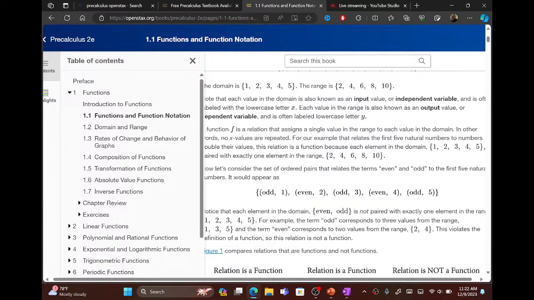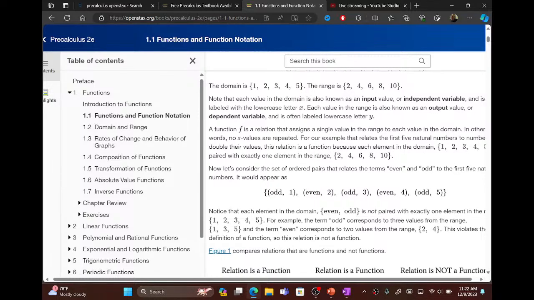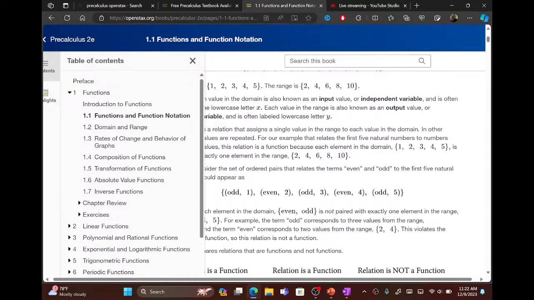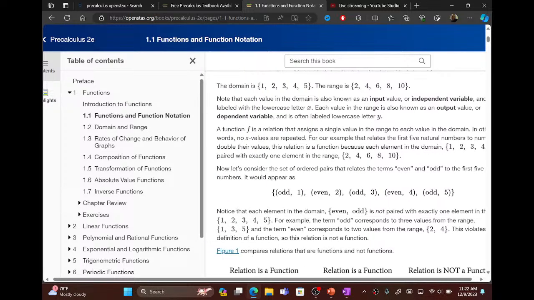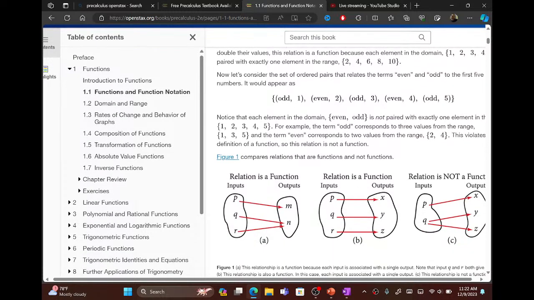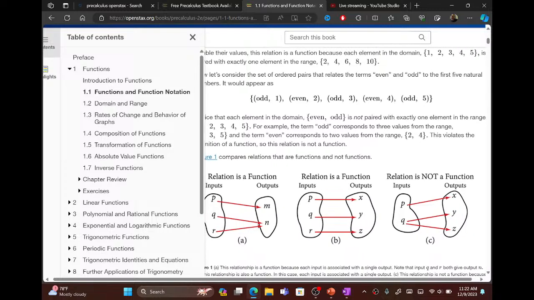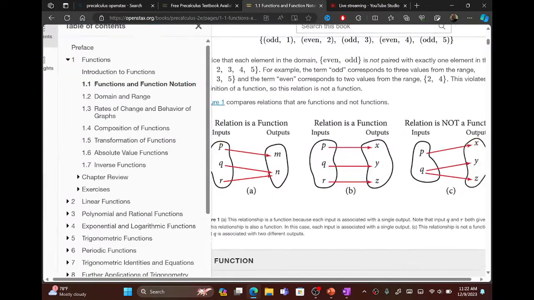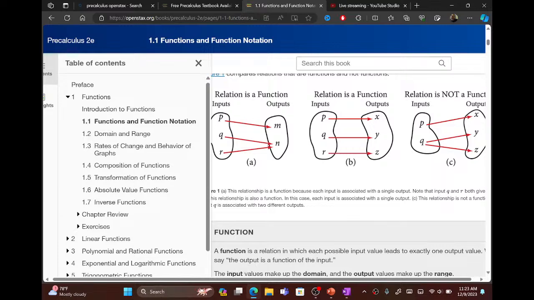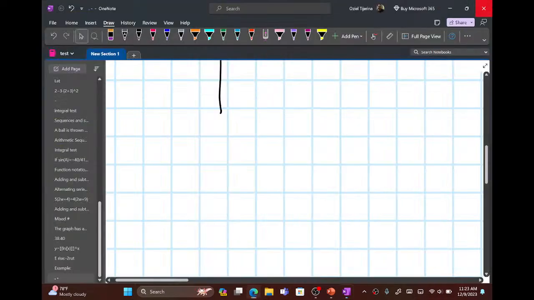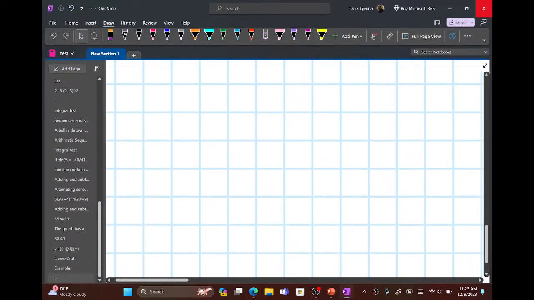And a function is a relation, meaning like a list of numbers, right? So like in the domain, there's a list of numbers 1, 2, 3, 4, 5, and it's paired with a range, which is 2, 4, 6, 8, 10, right? That is what that all means, okay? I'm just going to briefly explain this stuff. They go over this kind of thing where you have an input, and I'm going to go ahead and define this myself.